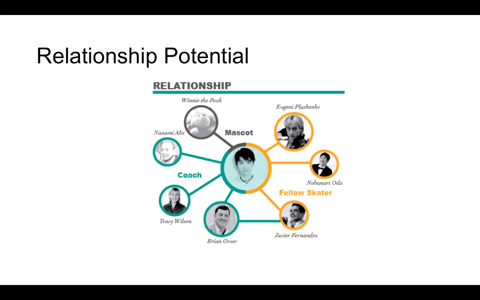The next one is relationship potential. Here I emphasize the different relationships Yuzuru has in his skating career. Each object is a person, and the line represents the relationship between that person and Yuzuru Hanyu. I use color encoding here to separate the 3 different kinds of relationship. I also place Yuzuru Hanyu at the center, since he is the link between different people in this display.